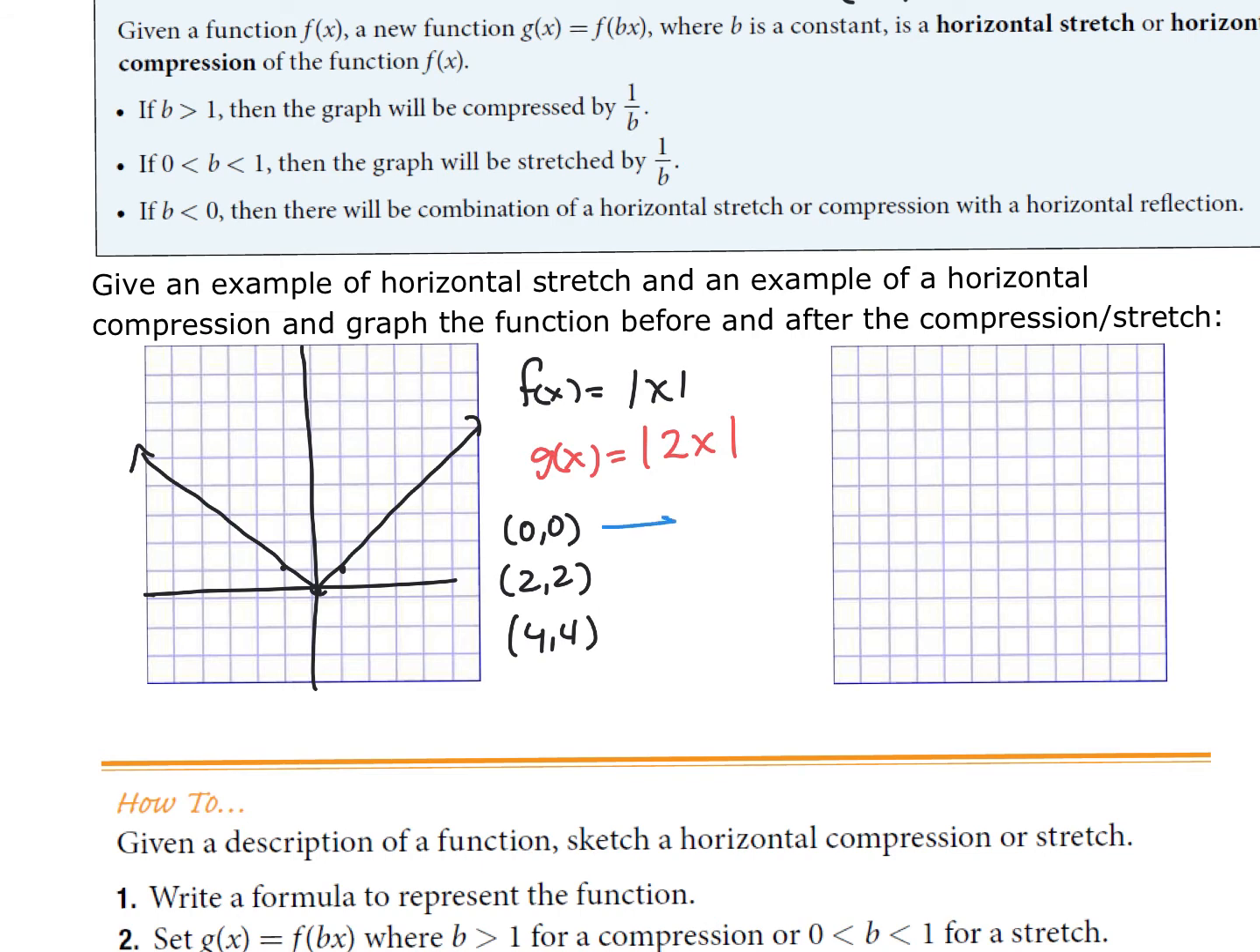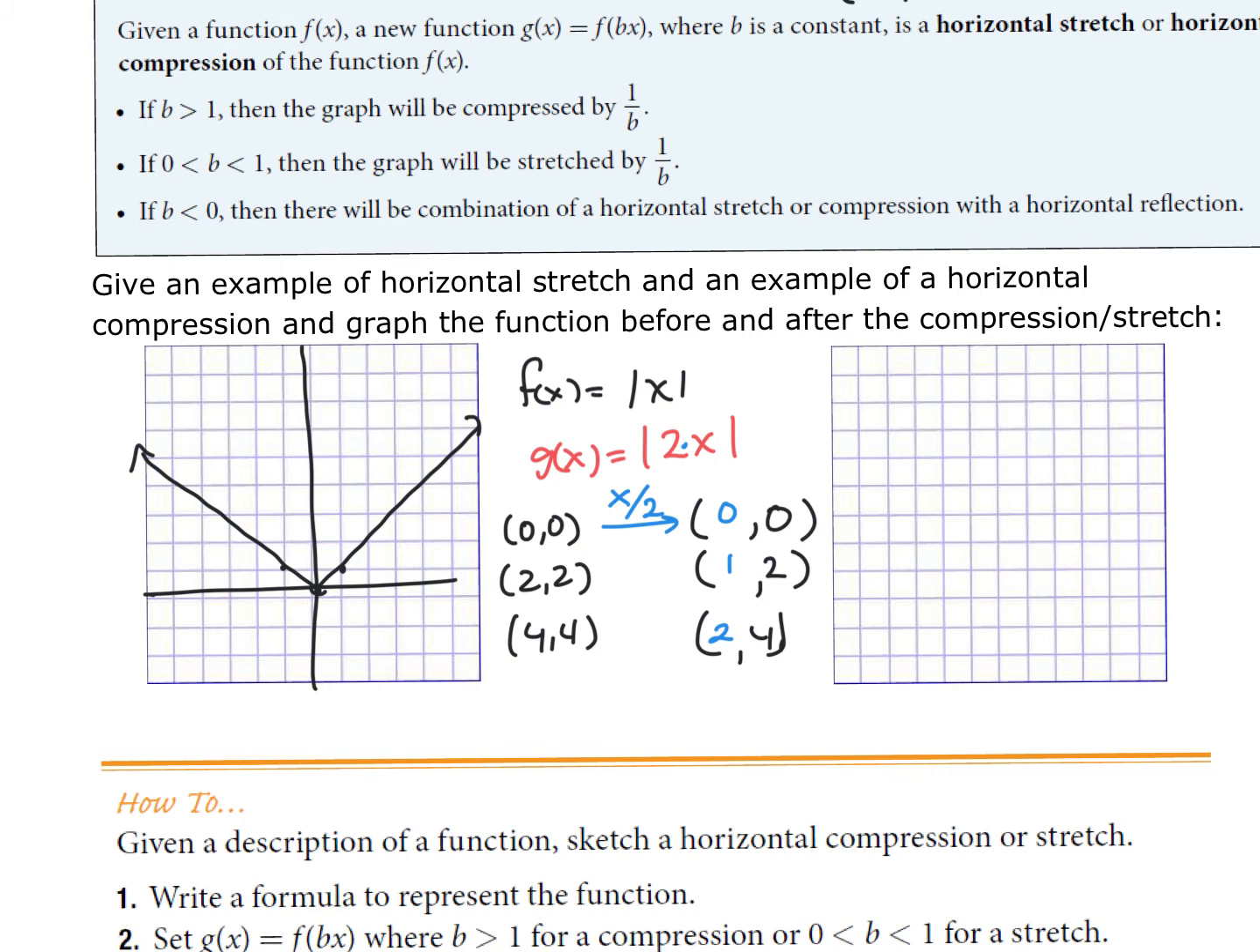Now, this is a domain change, so I take all my x's and I'm going to divide by 2 because a multiplication is going on here, so I'm going to do the opposite of what's there. So the 0 for the y doesn't change, the 2 for the y doesn't change, and the 4 for the y doesn't change. Now what does change is all my x's are half.